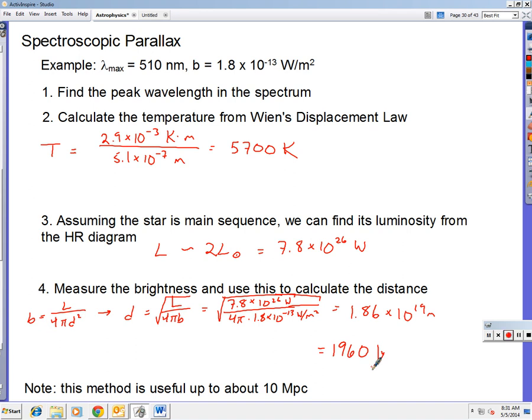So once you have the Hertzsprung-Russell diagram populated, you can figure out pretty much what the distance to almost any main sequence star is. And this is useful for distances up to about 10 megaparsecs, about 3 million light years. That means that it's useful for determining distances to almost any star in the Milky Way galaxy.